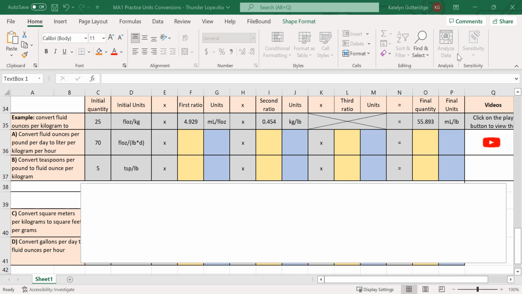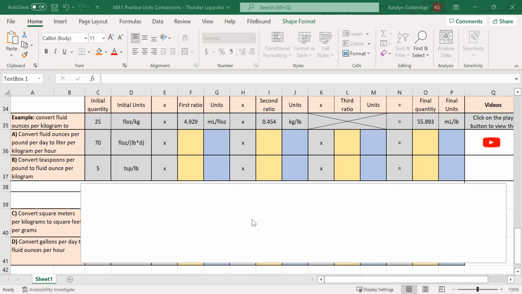This example is going to be similar to what you could see on the major assignment and what you could also see in your DQ. All right, so in this video, we're going to go over part B. There's a separate video for part A that I'll post in the template, and this video will specifically go over part B.